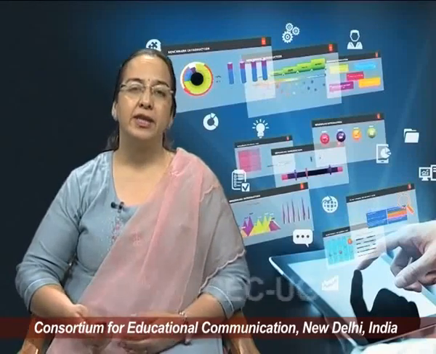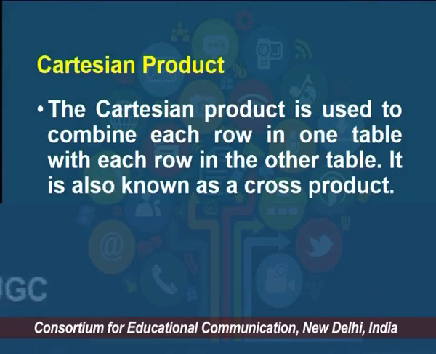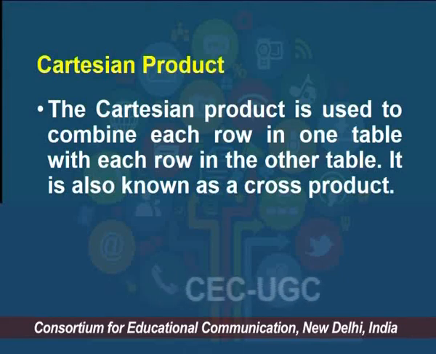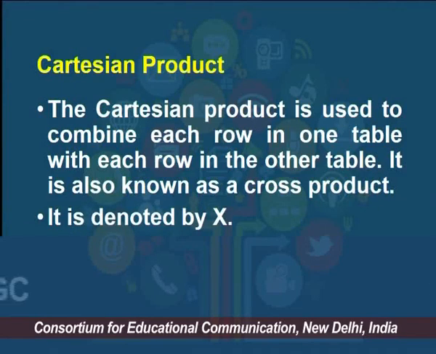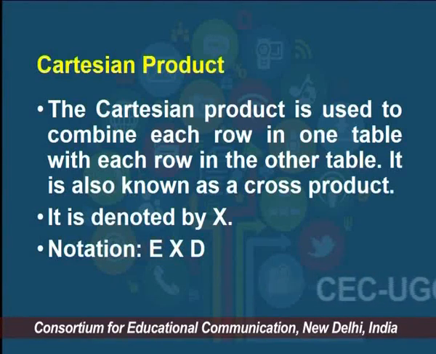Then the next one is the Cartesian product. The Cartesian product is the next relational algebra operation, and it is used to combine each row in one table with each row in the other table. It is also known as the cross product, and so it is denoted by the letter X or cross. The notation is E cross D, where E and D are tables or relations.